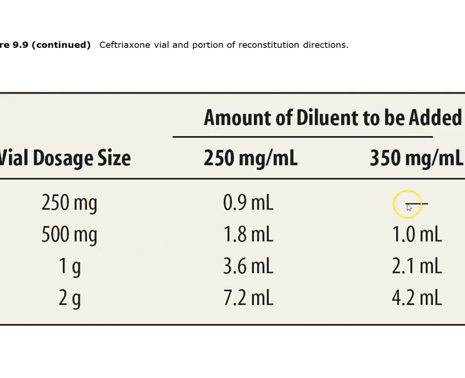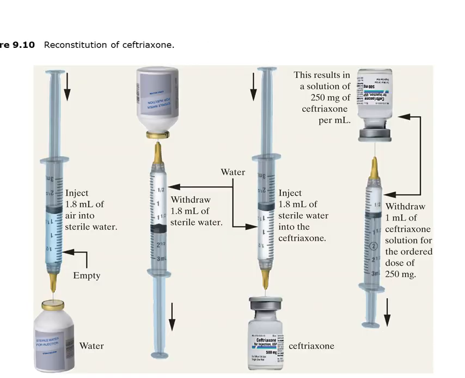You're not going to give the whole thing, but you'll be able to do a dimensional analysis problem to determine how many mLs you're going to give in order to provide that patient with, for instance, 300 milligrams of that medication. And these are just how we would reconstitute this medication. This just shows you step by step.